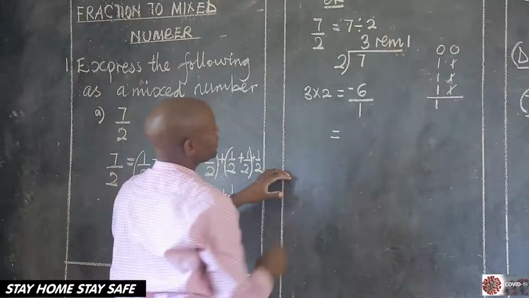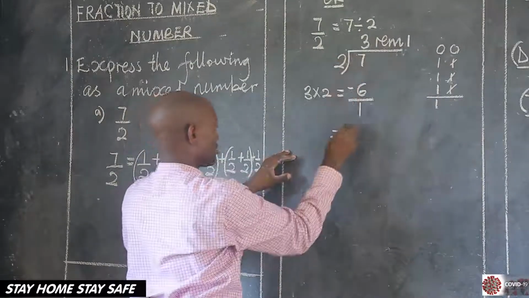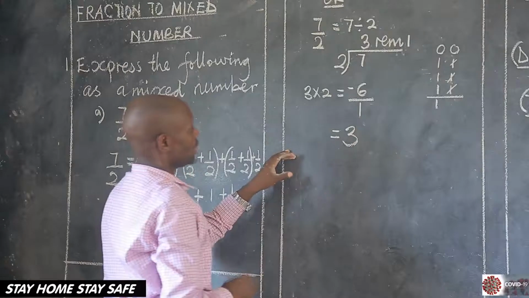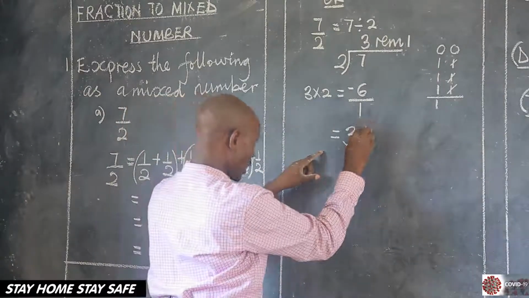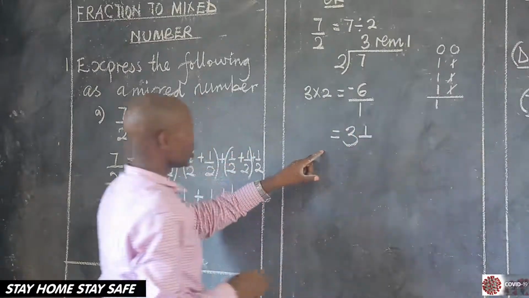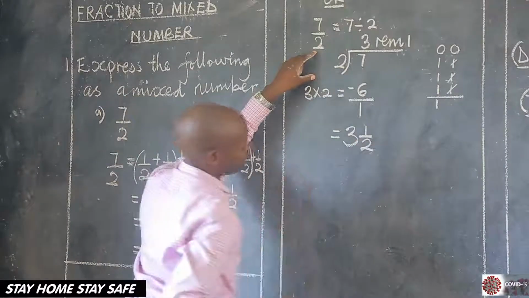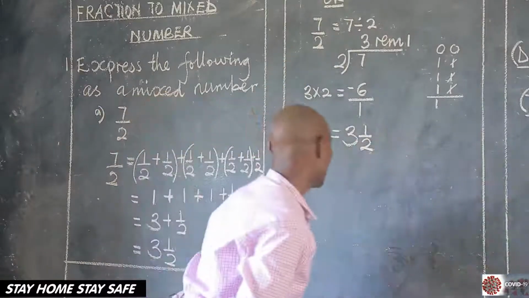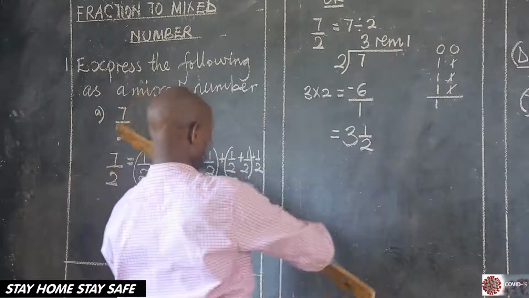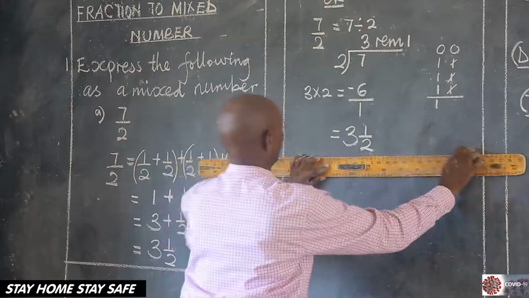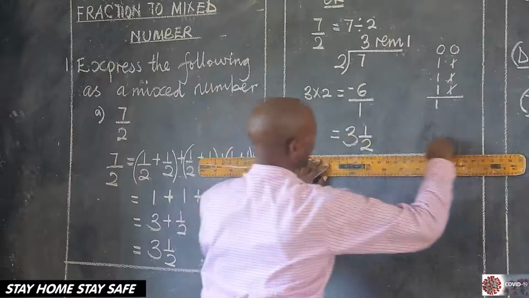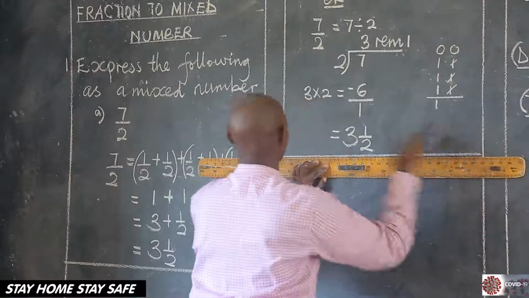Therefore, our answer will be: the 3 will be the whole number, remainder 1, which is supposed to be divided by 2. And your answer becomes 3 whole numbers and a half.